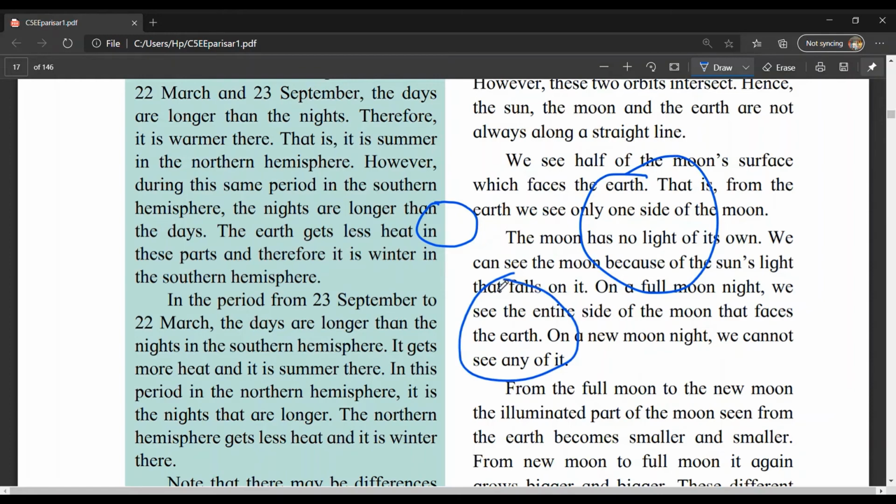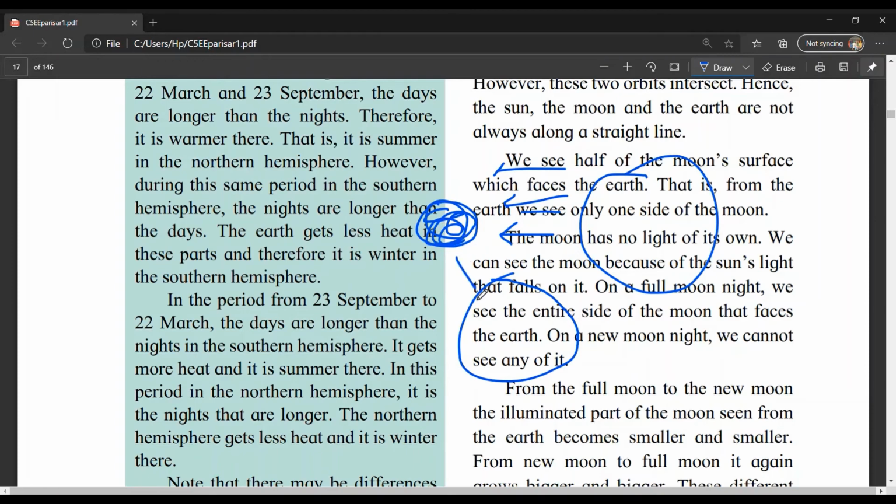This is our earth. As I told you, the moon doesn't have its own light. It gets light from the sun. This is the sun, and these are the rays of the sun. Whenever we are able to see this part of the moon which is visible, and the sun rays are falling on it, that means the whole moon is covered by sun rays, and that is the reason we can see the whole moon, that is the full moon, at this time.